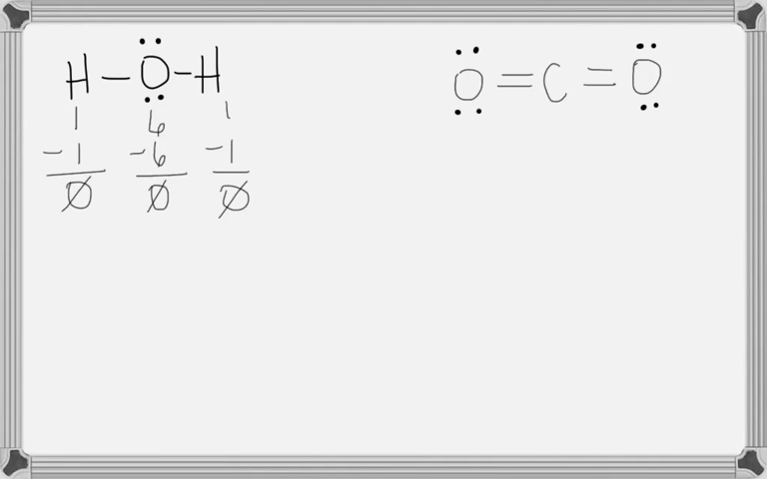Carbon dioxide, I've already drawn up here. That's what we had for CO2. Can y'all do formal charges on that one? Talk me through it. This oxygen, how many should oxygen have? 6. How many does that oxygen have? 6. Okay, 0. The carbon, how many should it have? How many does that carbon have? And then the other oxygen? 0. Adds up to be 0.